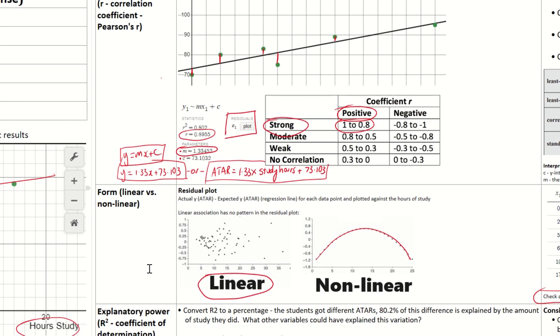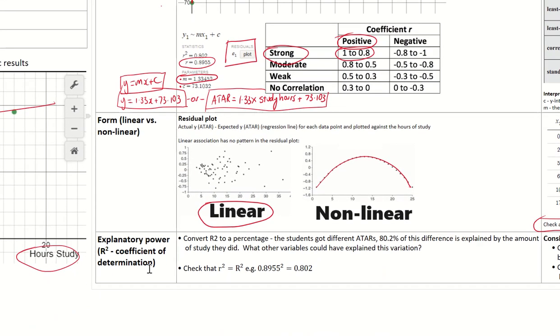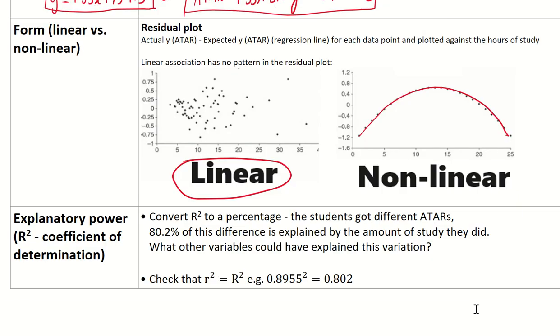No, not quite. There's one other thing that we'll calculate called the explanatory power of the model. This is already calculated for us on Desmos, this R squared value of 0.802. So what we need to do with our R squared value is convert it to a percentage. So the idea of the R squared is that percentage, the 80.2%, which is your R squared converted to a percentage.